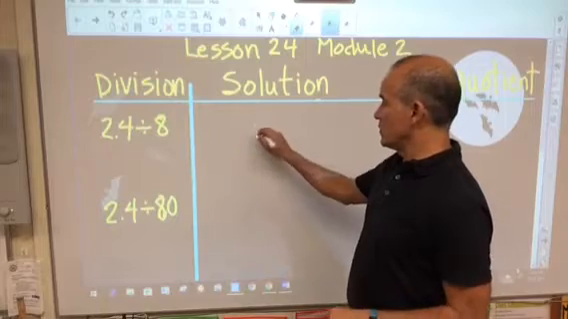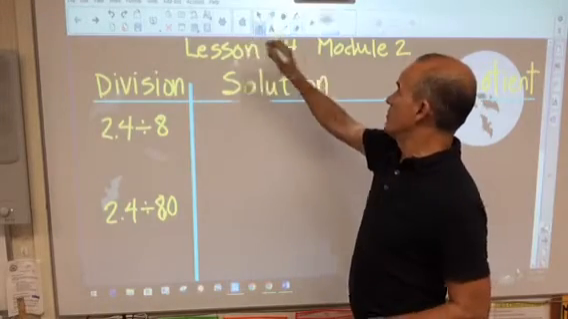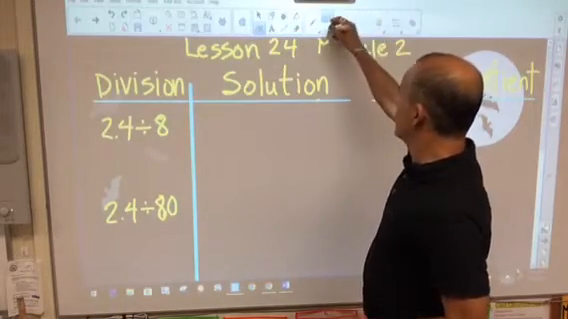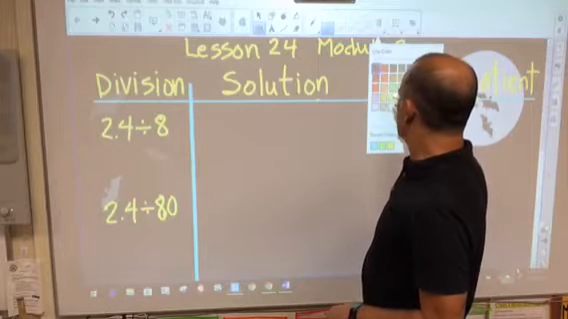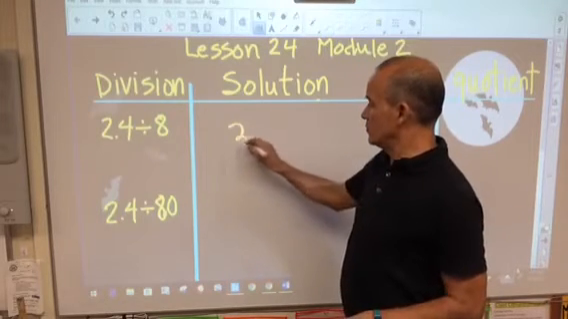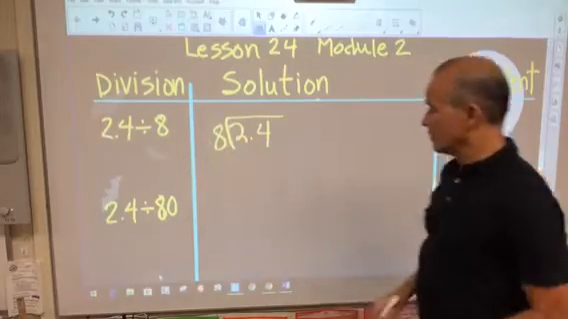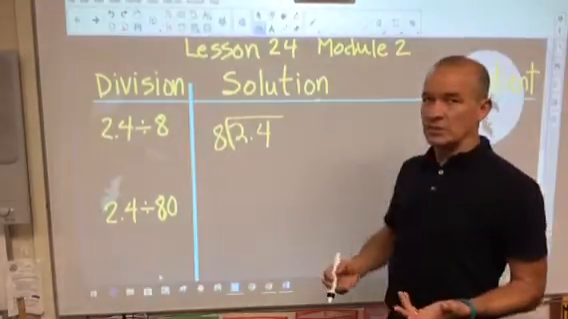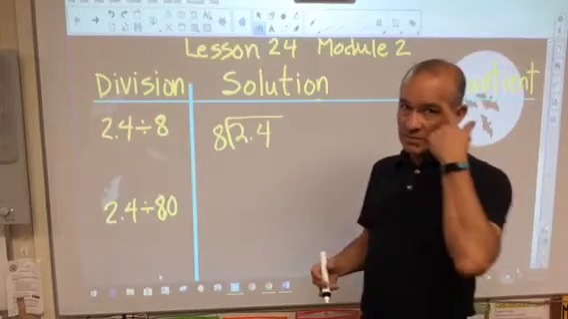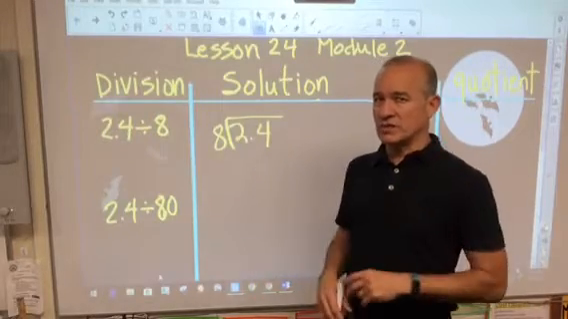Let's do the first one, so we're going to rewrite it in the algorithm form. So we're going to make this, let's make it yellow. So it's going to be 2.4 divided by 8. So clearly you can see these are the steps you can follow. If you already mentally can do this, you don't have to watch this video.